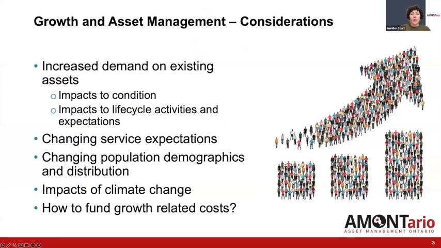As we've been emphasizing over the course of the last three webinars, asset management is all about sustainable service delivery and balancing that push and pull between levels of service, risk management, life cycle strategies, and costs to drive decisions. In order to ensure that the decisions that you make are sustainable over the long term, you need to be able to anticipate and plan for growth in your municipality and how that's going to impact your asset portfolio. So, some considerations include increased demand on existing assets, changing service expectations, changing population demographics and distribution, the impacts of climate change, and of course, how to fund growth related costs.